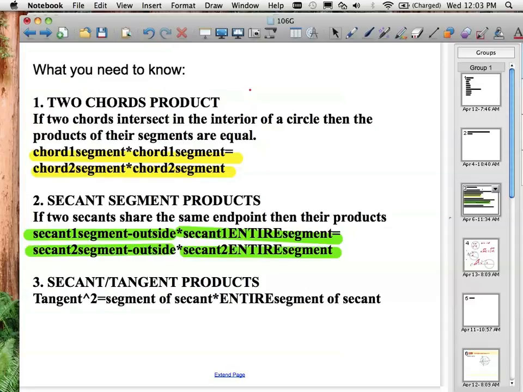So, ready? Next, I'll show you the picture for the second one. Yeah, I really shouldn't say segment of their segments because we're not talking about the segment necessarily.